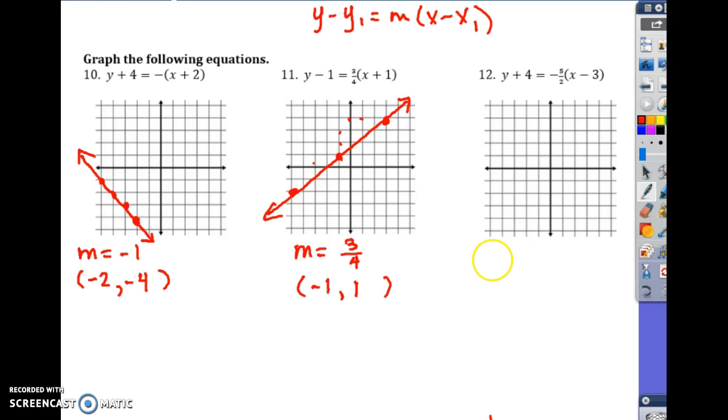All right, number 12, I'm going to identify my slope as -5/2. And my point is actually going to be at 3 and then -4. Okay, so 3, -4, 1, 2, 3, -4, 1, 2, 3, 4. So I'm going to start at this point, and my slope is -5/2. So I don't want to go down 5 because I'll be off the graph. So I'm going to go up 5, 1, 2, 3, 4, 5, and then to the left 2. That'll make my negative slope. Up 5, 1, 2, 3, 4, a little off, and then to the left 2. So there's my line.